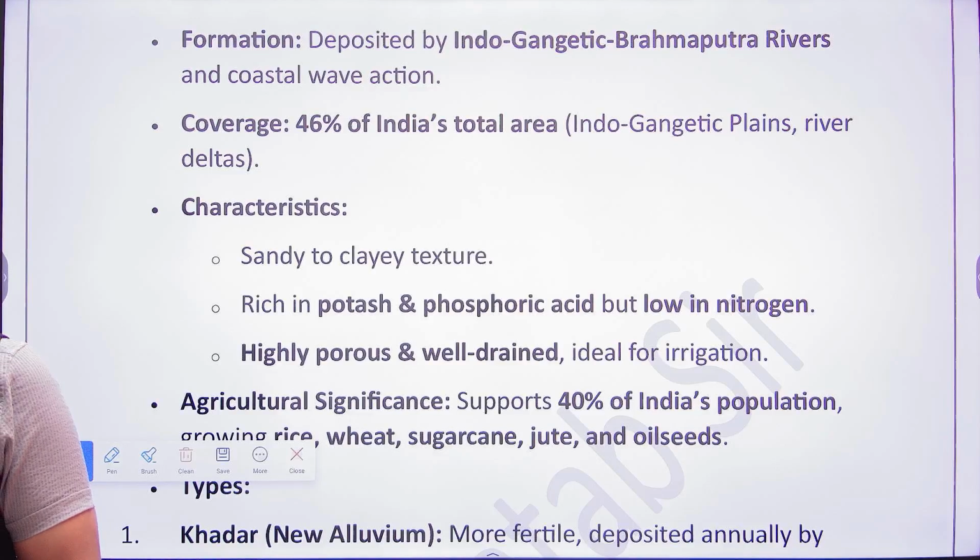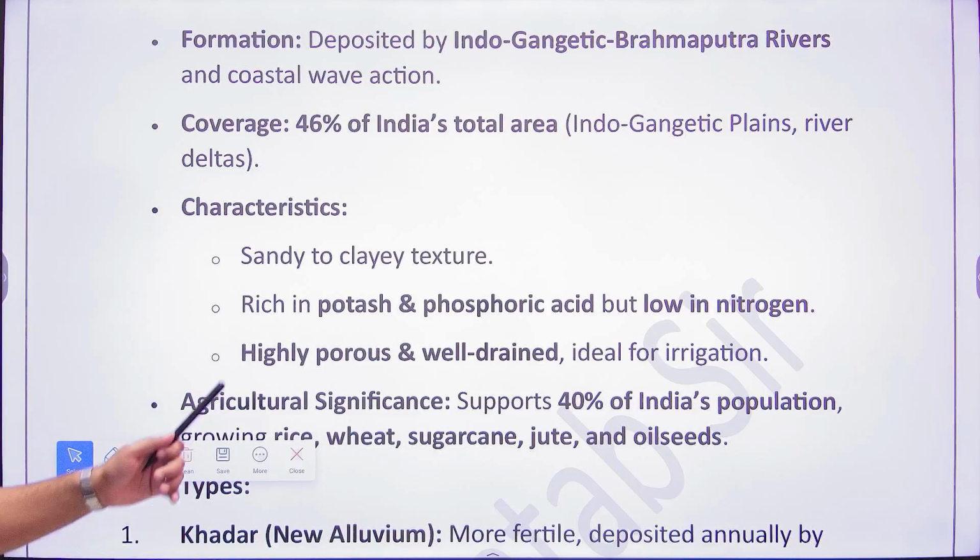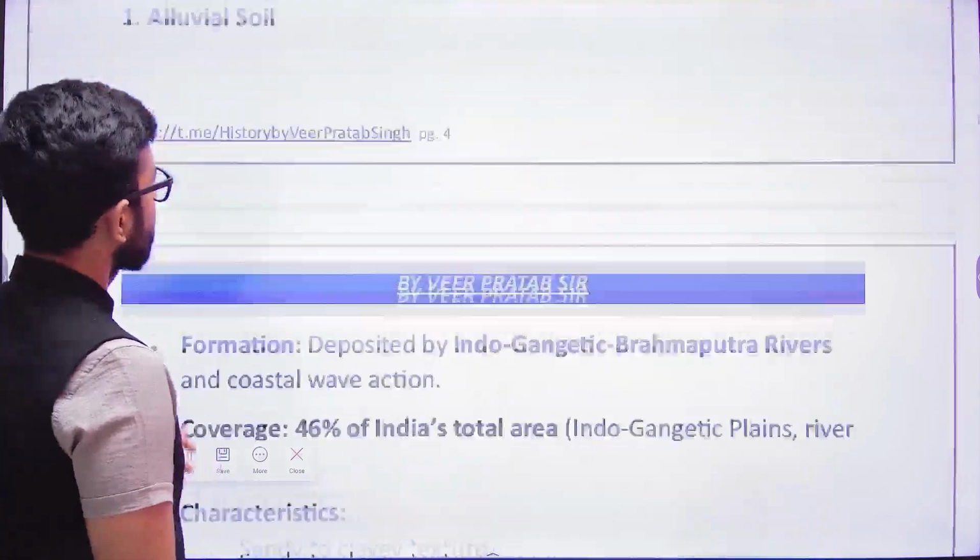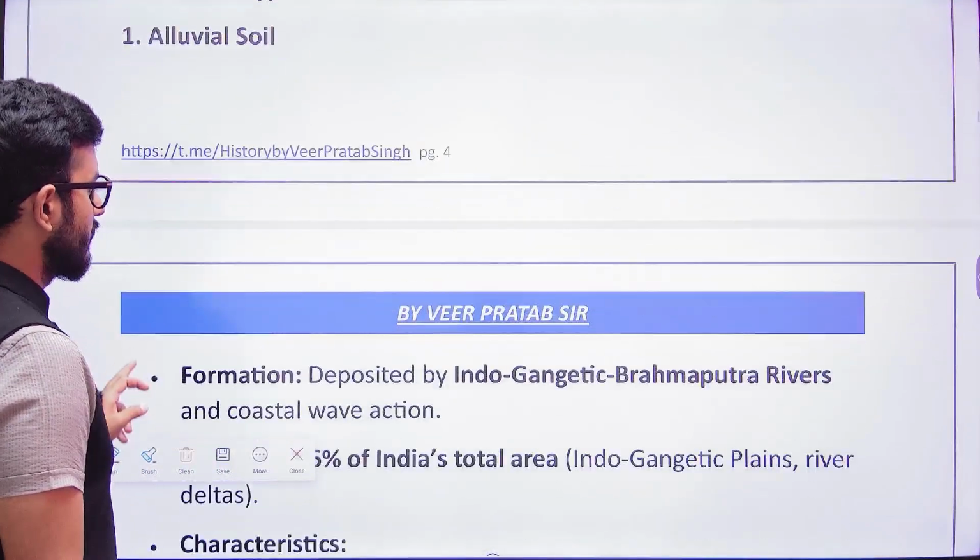Okay, so I hope you have gone through this content. Now, the next one is each of the individual soil types that we shall be discussing. Here, the first soil is going to be the alluvial soil.